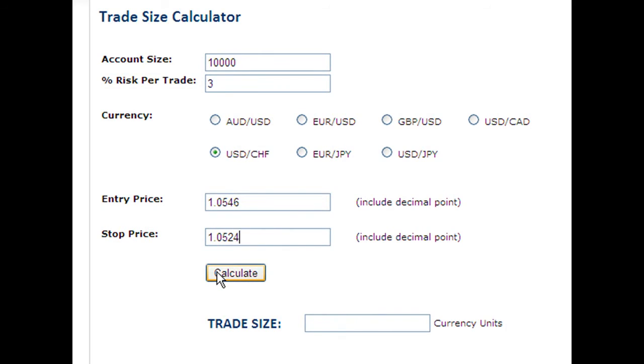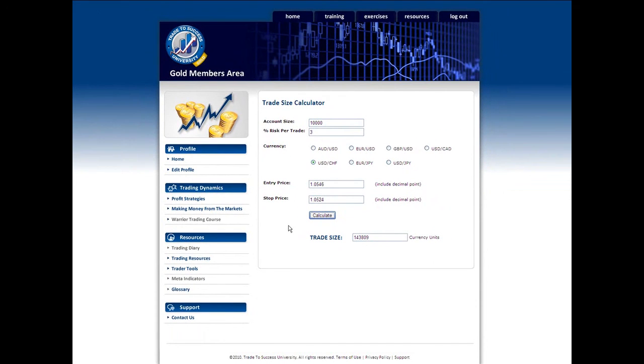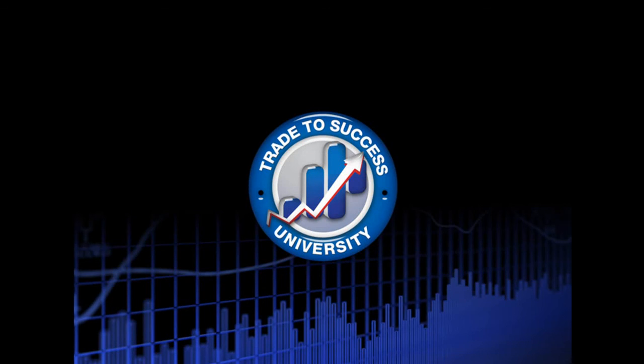Hit calculate. And the amount we should be trading is 143,809 currency units. So I hope you got that right. Now if you go over to the next page, we'll go through another example.